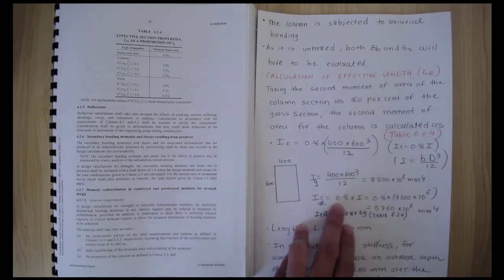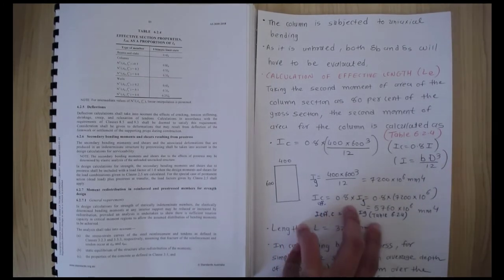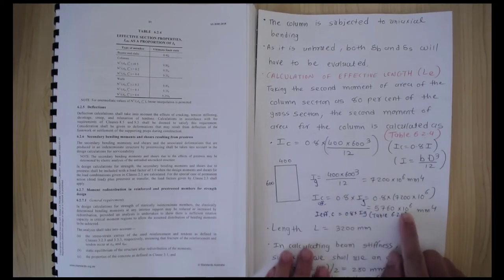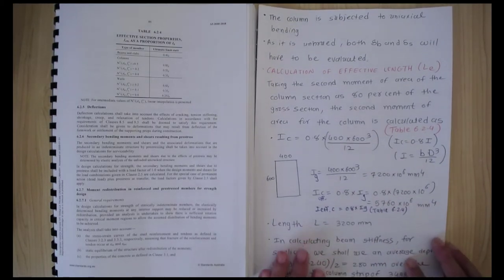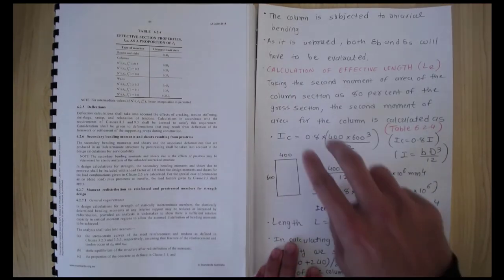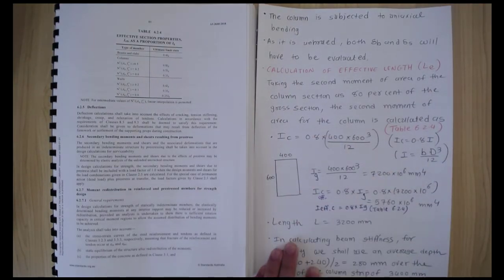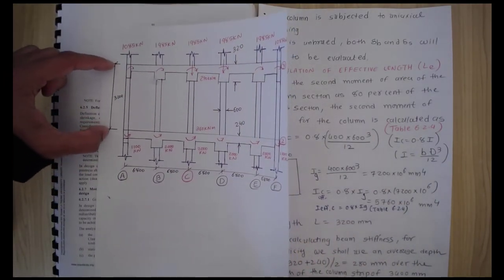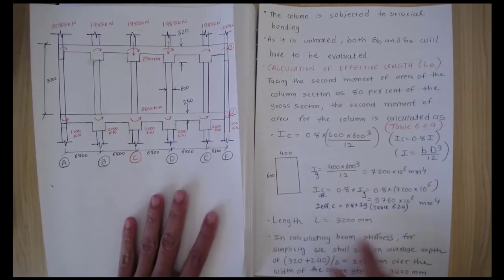And substitute this, I gross equal to 7200 times 10 to the power 6 multiplications gives 5760 times 10 to the power 6 millimeter to the power 4. So that is the moment of inertia of the columns. Now the length of the columns is given in the example, 3.2 meters. That's what I have written here.